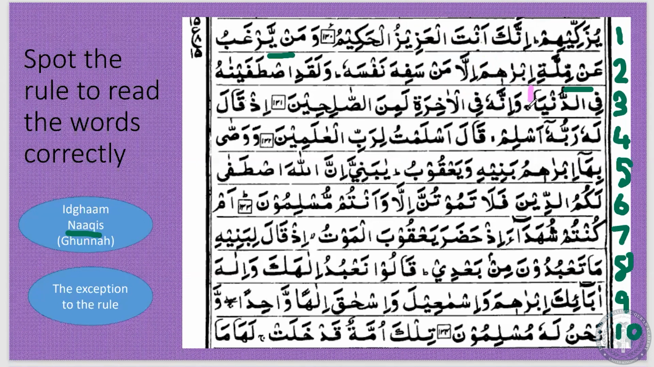Now let's go on to, I can't see it on line number 2. Now here, the noon sakin is followed by a ya, but it's not a ya mushaddad. Do you remember this word from yesterday? I can't really see properly. Can you see line number 3? Yeah. Right, so that's the exception to the rules.